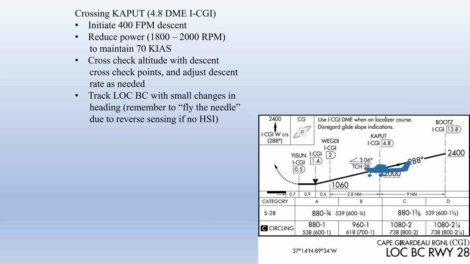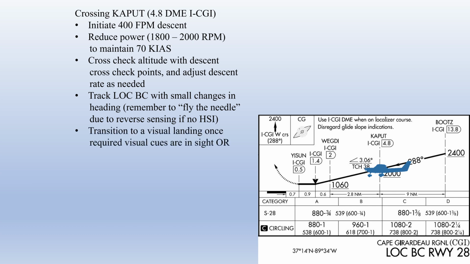We'll track the localizer back course with small changes in heading. Remember that we are getting reverse sensing if we're using a traditional VOR indicator, so we need to fly the needle. If the needle's off to the left, we're off to the left, and we need to correct back to the right, and vice versa. If we have an HSI, we just need to make sure that that front course heading is loaded in there, and then we get normal sensing, and we fly it just like we would a front course localizer.